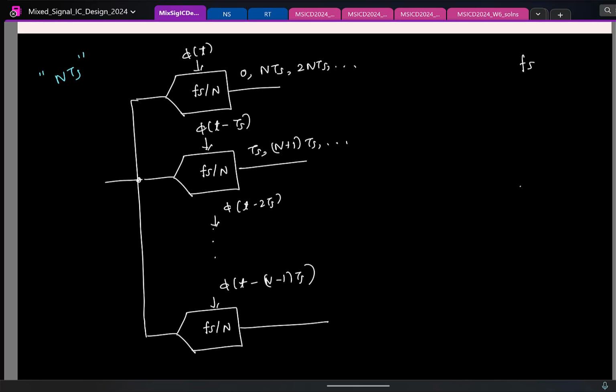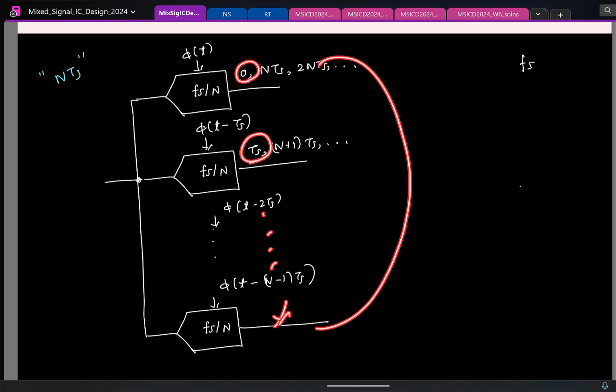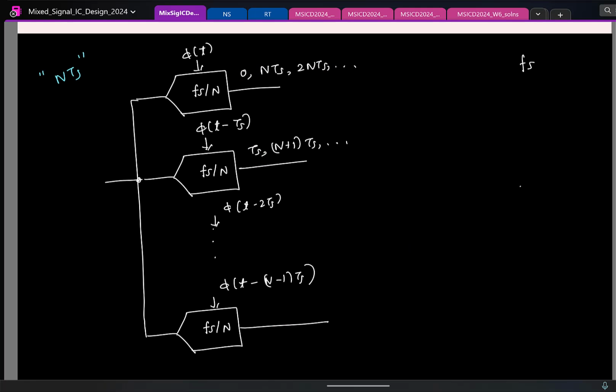So again, to get the final combined data, what do I have to do here? First output is from this guy, second output is from this guy, and so on. The Nth output is from this guy, and then you keep circulating. Same thing, you are going to multiplex again. You keep taking the outputs of each ADC serially. It is just an extension of the 2x interleave, and this is called an Nx time-interleaved ADC.